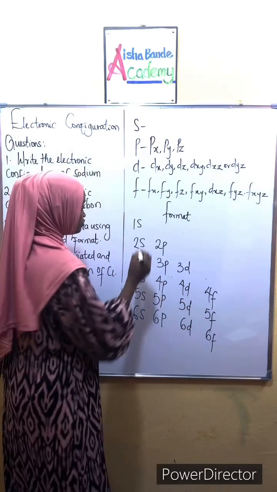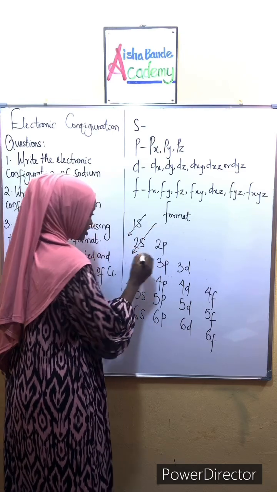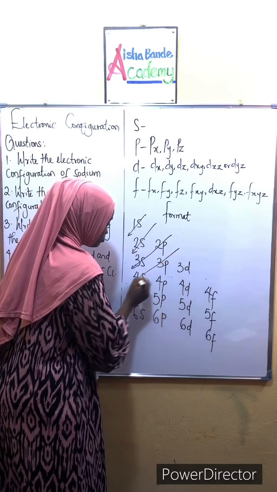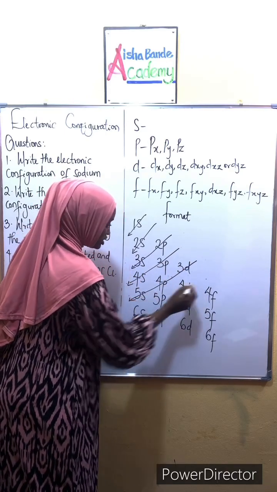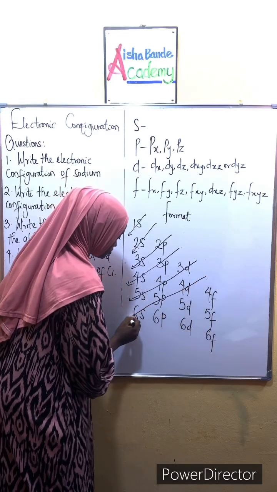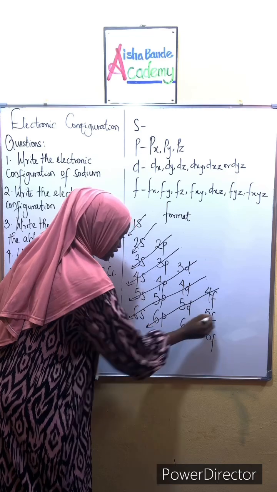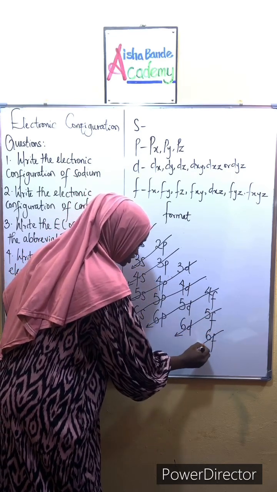Okay. So now let's bring out the arrows. So here we have 1s, here we have 2s, here 2p and 3s, here we have 3p and 4s, then we have 3d, 4p and 5s, then we have 4d, 5p, 6s, we have 4f, 5d, 6p, then we have 5f, 6d, then the last one, which is 6f.